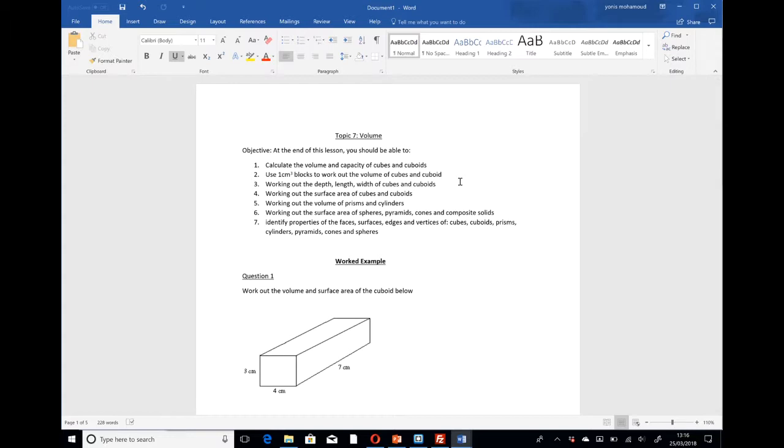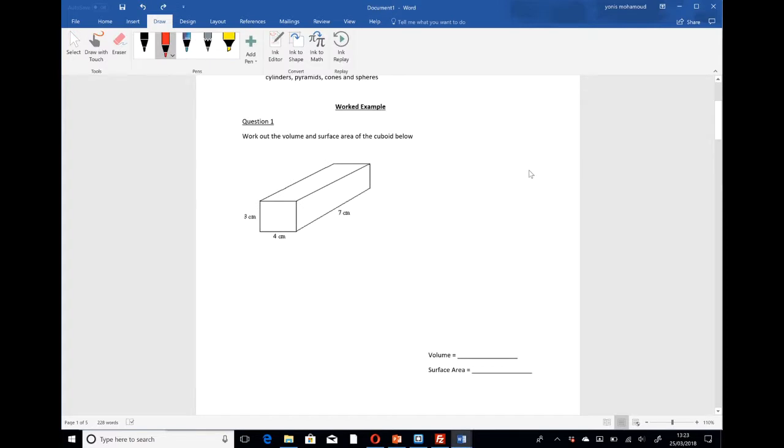as well as being able to work out the surface areas of spheres, pyramids, cones, and composite solids, and also be able to identify the properties of faces, surface, edges, and vertices of cubes, cuboids, prisms, cylinders, and pyramids, cones, and spheres. Okay, so let's go over question 1.